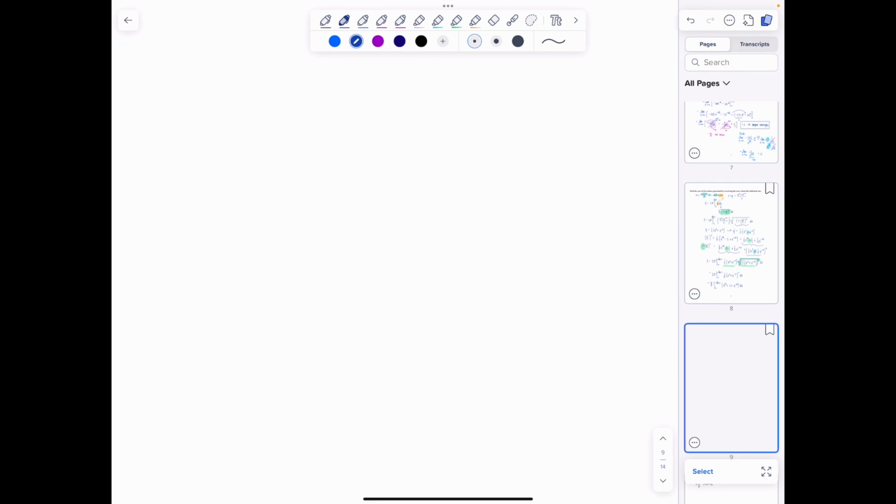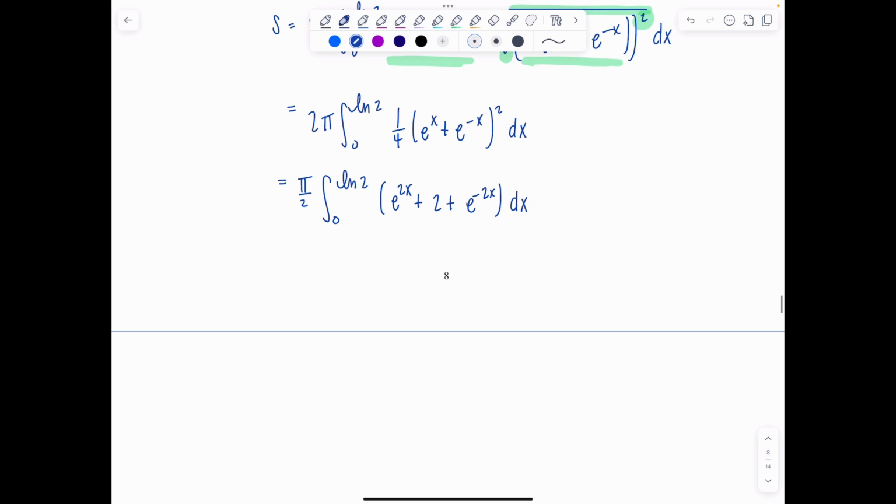I ran out of space because I'm writing all the steps out. I usually, maybe we'll do some algebra in my head. Okay, so 0 to pi over 2 out front. Let's just take the antiderivative now. So we'll have 1/2 e to the 2x plus 2x minus 1/2 e to the negative 2x from 0 to ln of 2. And then we need to substitute in the limits of integration.